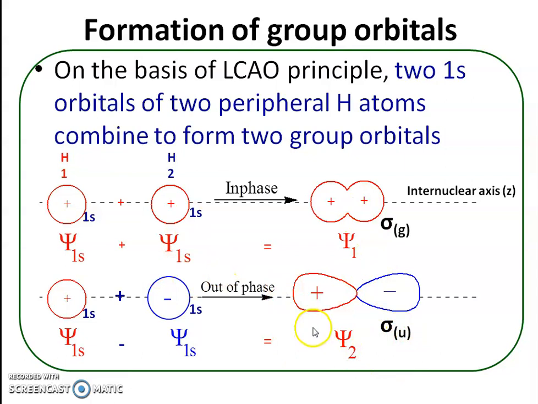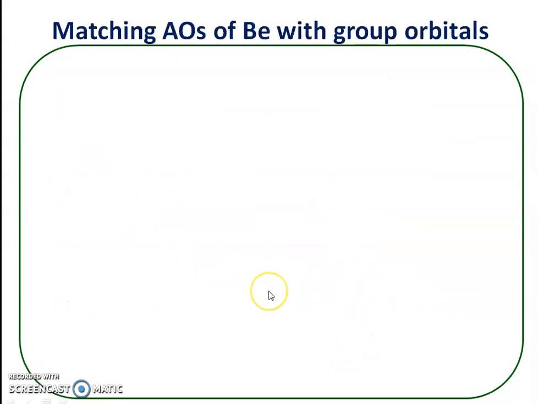So in this way, by the combination between the two 1s atomic orbitals of the two peripheral hydrogen atoms, there is a formation of two group orbitals, psi 1 and psi 2. Now the next step is matching of atomic orbitals of beryllium with group orbitals.